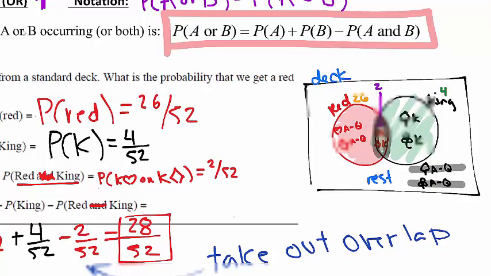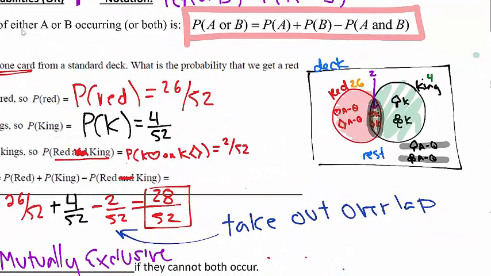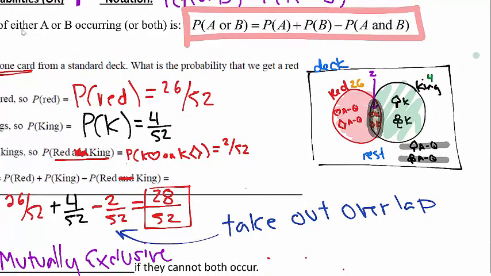Okay. So it says, find the probability of a red card. That's 26 out of 52, or half of the red cards. So a picture of that probability would be this circle, right? Half of the red cards, 26 out of all 52.